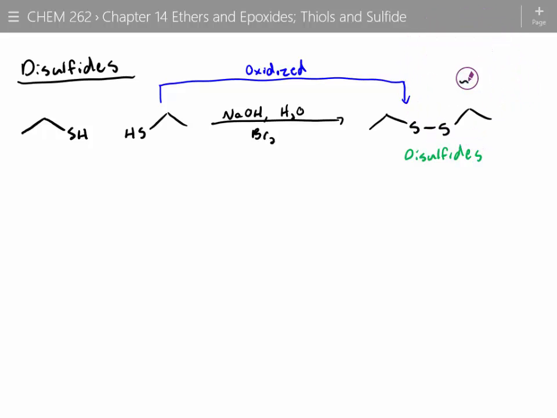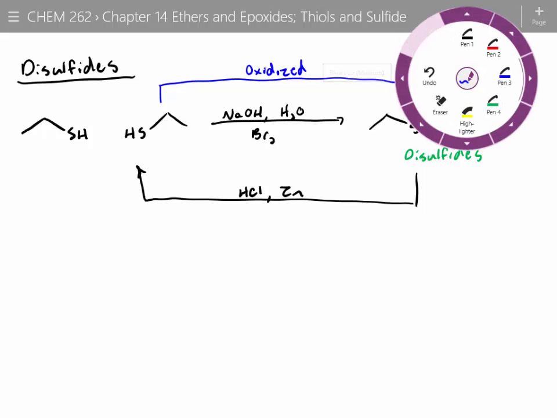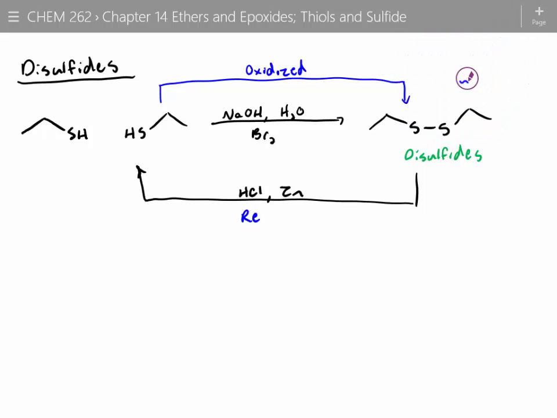Our body also has a way to break up disulfides, and if we do this in a lab, we normally just react it with HCl and zinc, and we can reduce that disulfide back to the thiol.